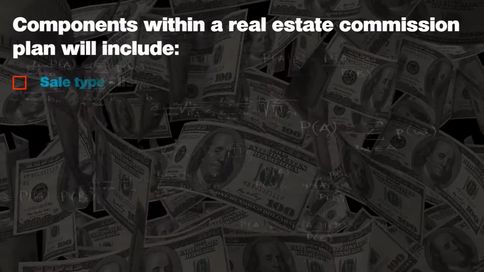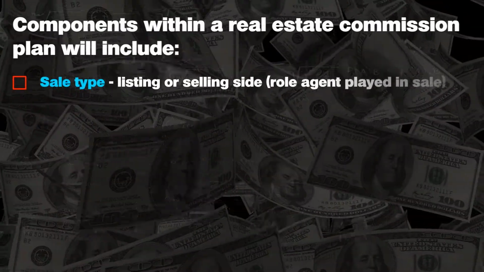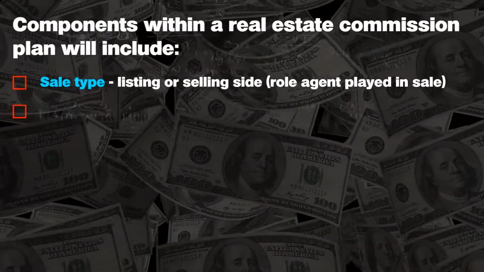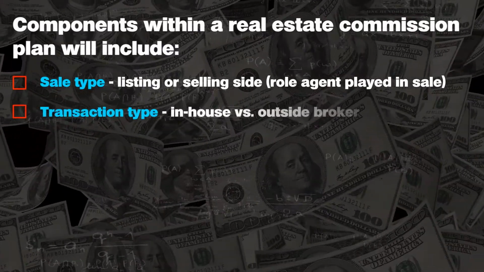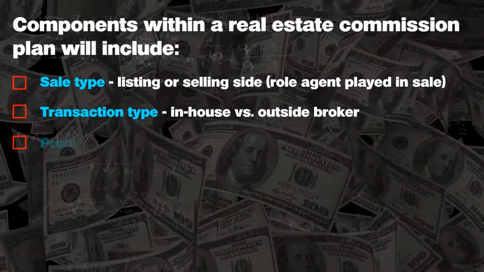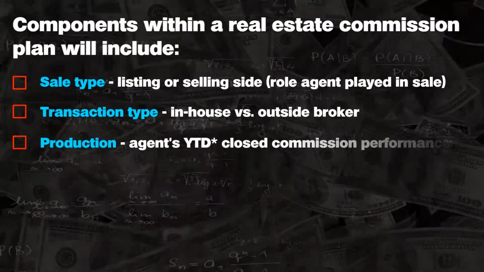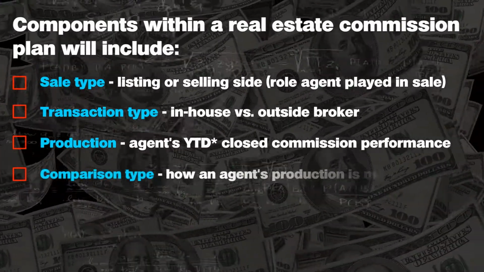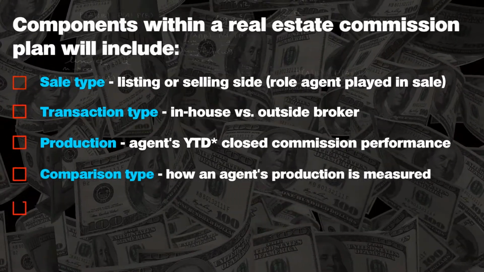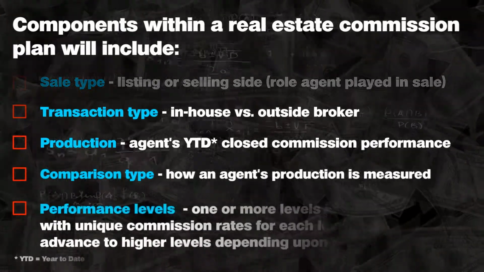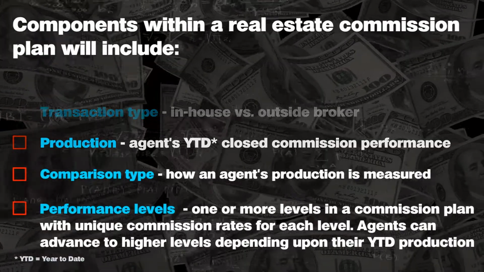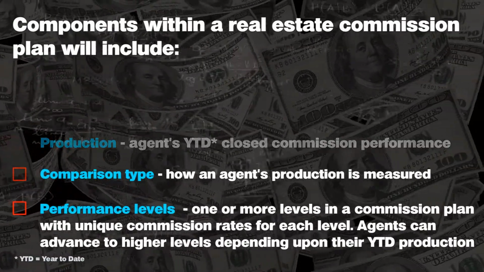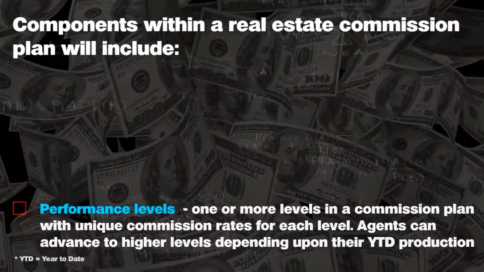Components within a real estate commission plan will include: sale type, listing or selling side, the role the agent played in the sale; transaction type, in-house versus outside broker; production, agent's year-to-date closed commission performance; comparison type, how an agent's production is actually measured; performance levels, one or more levels in a commission plan with unique commission rates for each level. Agents can advance to higher levels depending upon their year-to-date production.